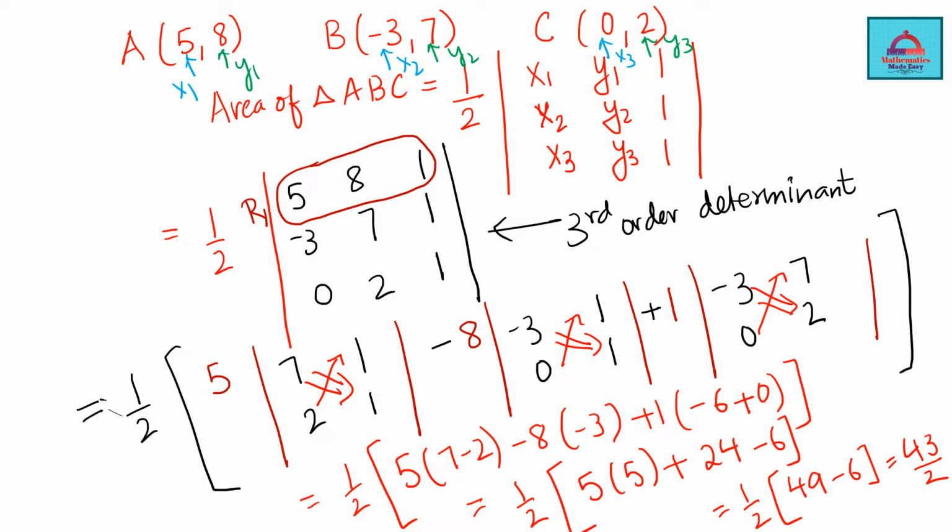Now 43 divided by 2, since we don't have any units given, we can just write square units. Okay, so I have left the answer in fraction. You can convert to decimal also, but I hope you understood the application of the formula using determinants to find the area of a triangle. Let's now do some textbook questions.